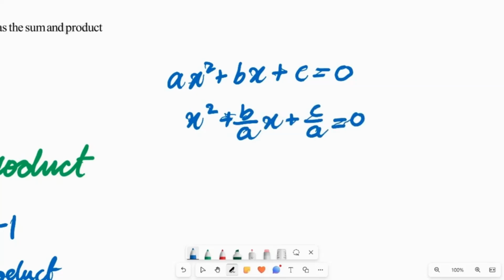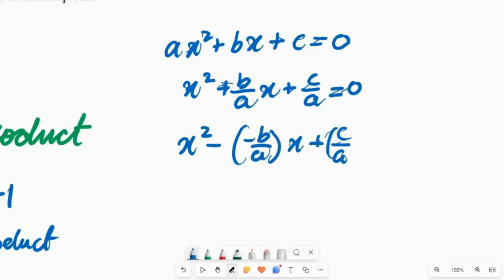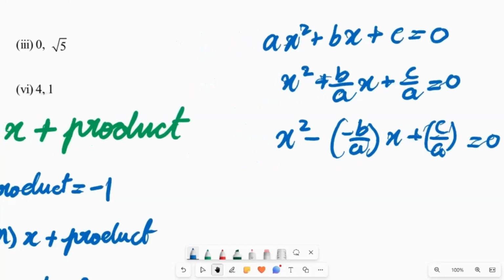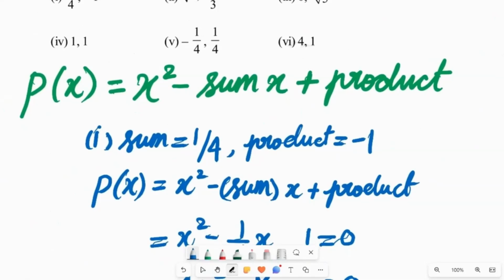If I write this as x² plus b by a into x plus c by a is equal to 0, we can see that minus b by a is the sum of the zeros and c by a is the product of zeros. So lastly we can get that p of x would be x² minus sum of zeros into x plus product of zeros would be the polynomial.